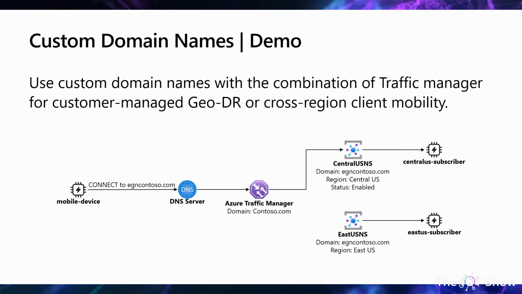In my demo, I'll use this configuration to dynamically migrate my client mobile device from a namespace in Central US to an identical namespace in East US. Each of the namespaces will have a subscriber attached to them that will act as a message viewer to show the traffic get routed from one namespace to another.